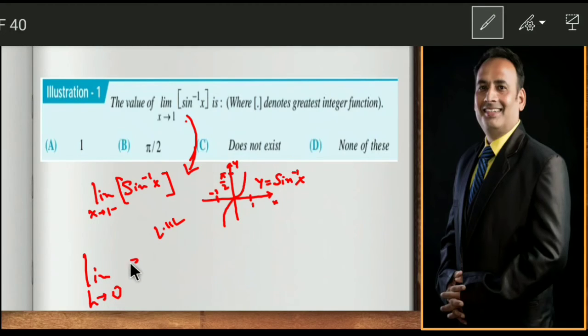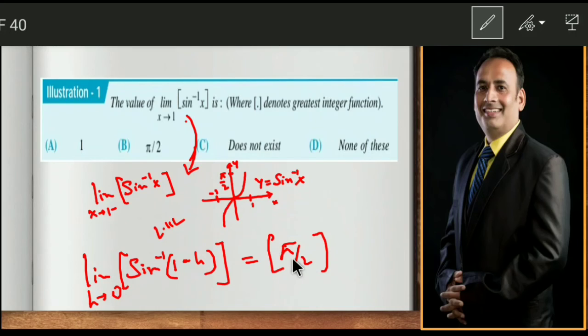And here we have to substitute sine inverse of 1 minus h. Sine inverse of 1 minus h, that is GI. And sine inverse of 1 minus h is approaching towards pi by 2, a bit less than pi by 2. So the GI of this one is pi by 2 here, undoubtedly. Limit h tends to 0, and here the value is 1. So the answer is option A, correct.